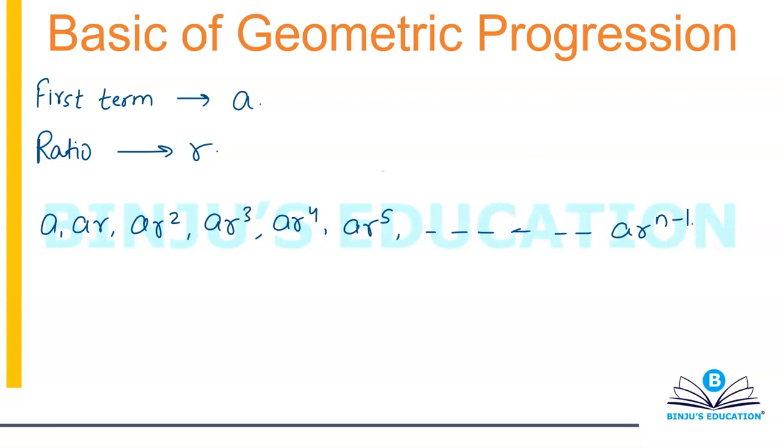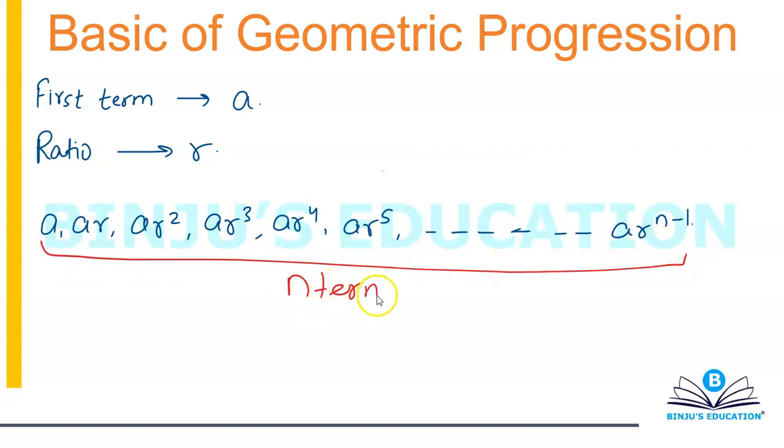Now again, why n minus 1? Because you can see that in total I have taken n terms. I'm using A in every term, but R starts from the second term. In the second term you have R power 1, in the third term R power 2, in the fourth term R power 3. So in the nth term, you're going to have R to the power n minus 1.